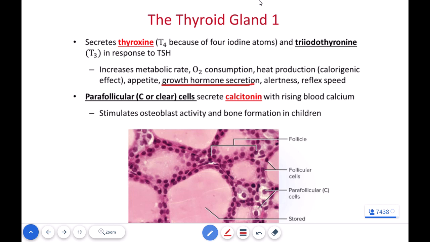I'm willing to bet that most of you know somebody who has hypothyroidism, a thyroid gland that's not producing enough thyroid hormone. And these individuals with hypothyroidism are going to have a decreased metabolic rate. They're going to have decreased heat production, decreased alertness, decreased growth hormones, decreased reflexes.